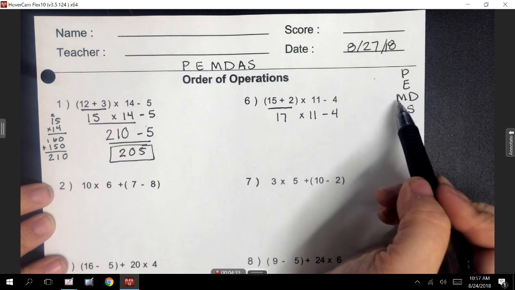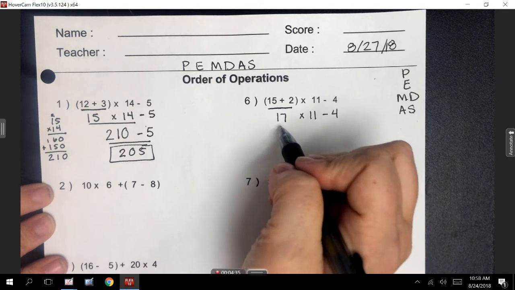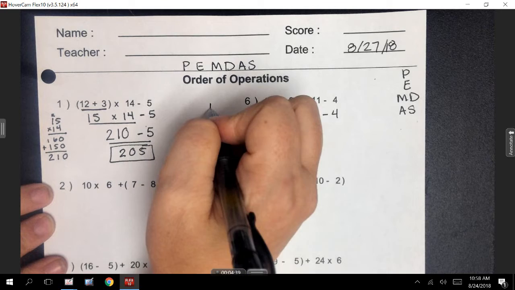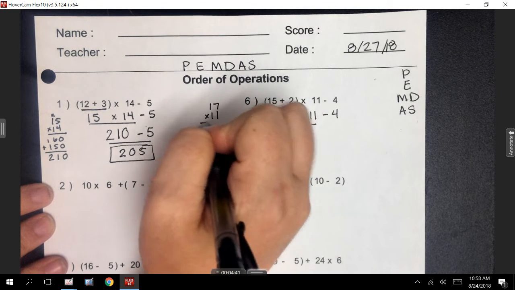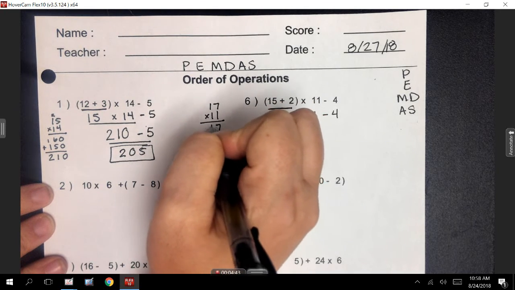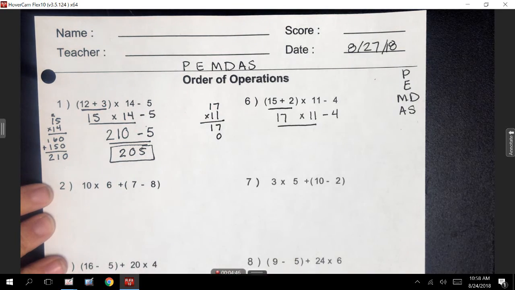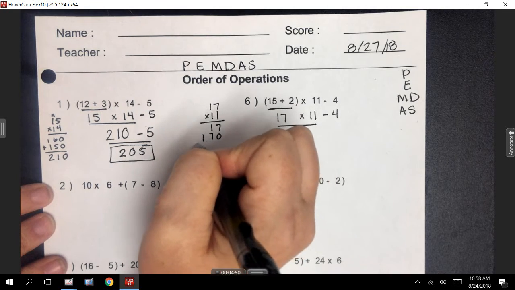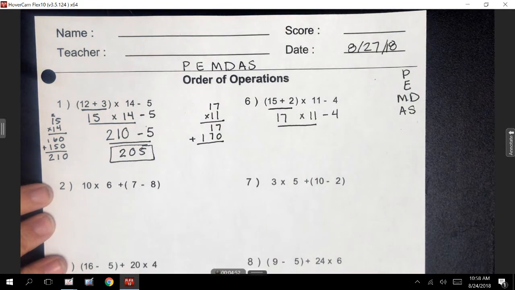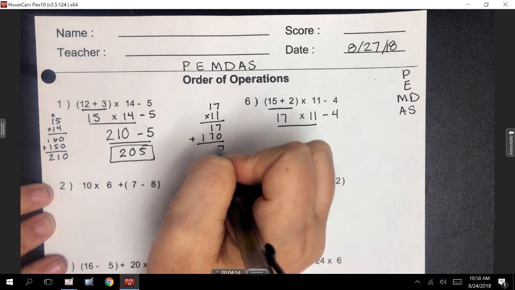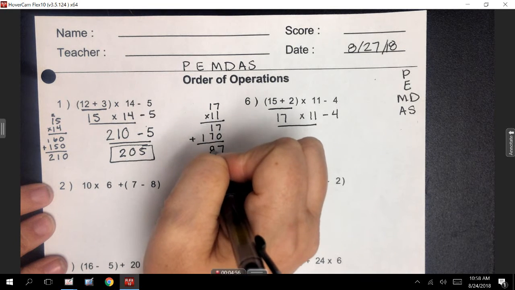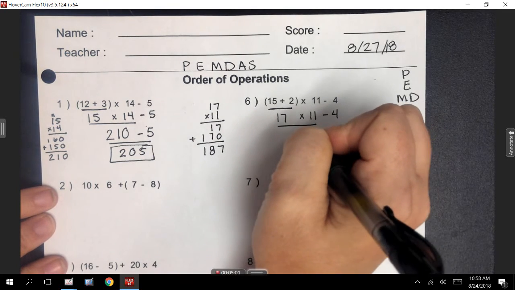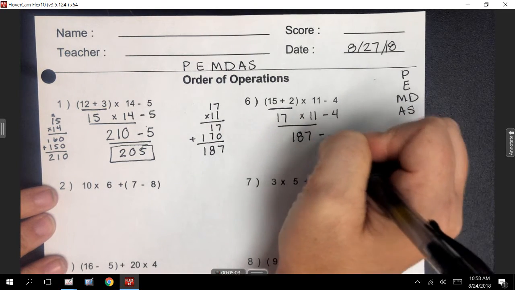There are no exponents. Multiplication and division: there is a multiplication problem here, so we're going to need to work that out. Again, we can go over to the side. 17 times 11. 1 times 7. 1 times 1. 0 as a placeholder. Please don't forget that. 1 times 7 is 7. 1 times 1 is 1. We're going to add those together: 7 and 0, 1 and 7, and then 1. So that's going to give me 187 when I work that out, minus 4.